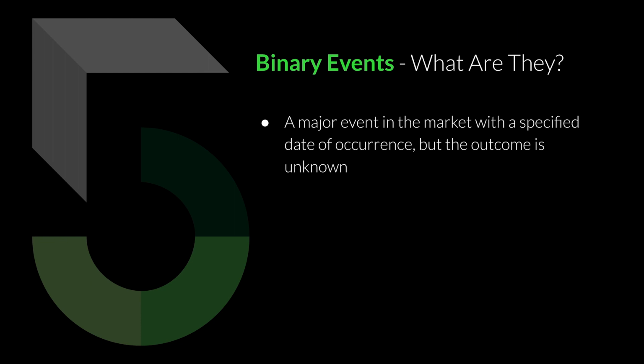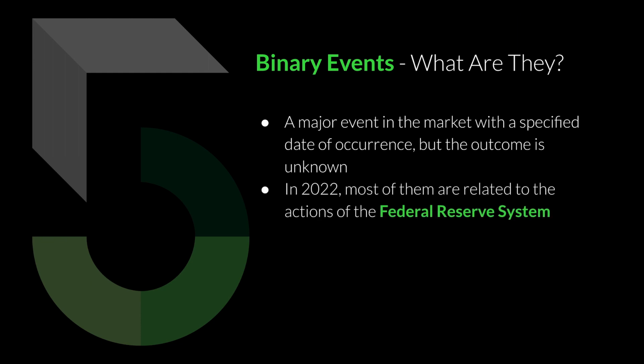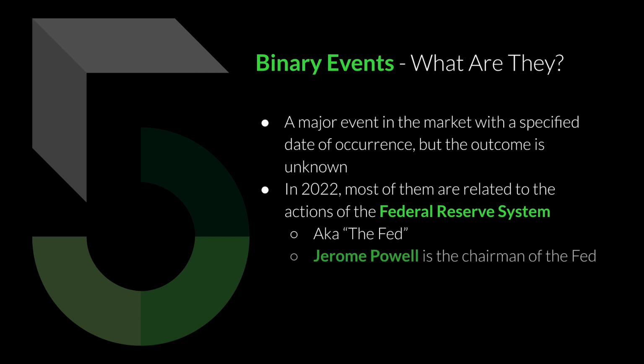And this is another major event that occurs in the market, but this has a specified date of occurrence. That is, we know when it's going to happen, but what we don't know is what the outcome is going to be. It could either make the market move up or it could make the market move down in a dramatic fashion. And so that's the binary nature of this event. In 2022, most of these binary events are related to the actions of our central banking system here in the US, the Federal Reserve System. And this is simply just referred to as the Fed, and that's how I'll probably refer to it as well.